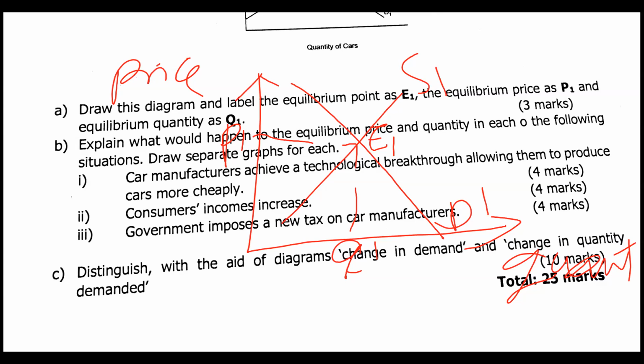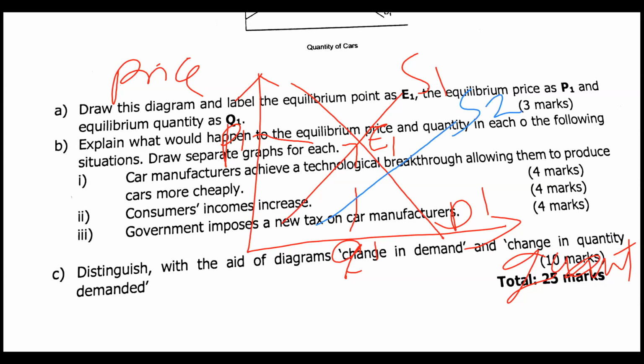The car manufacturers achieve a technological breakthrough, allowing them to produce cars more cheaply. So it is affecting supply. How will the supply change, increase or decrease? It will increase. If supply will increase, then how does the supply curve move? The supply curve shifts to the right as S2.